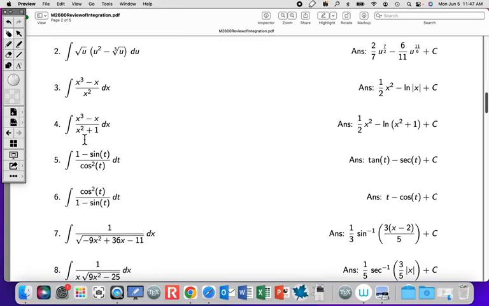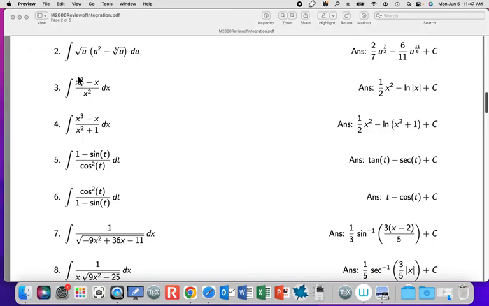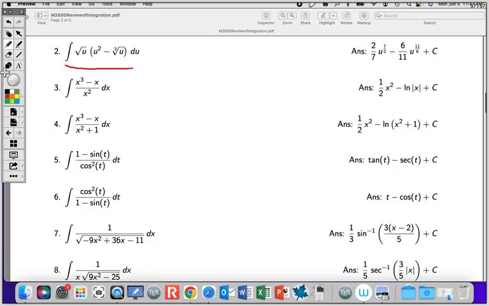All right, let's take a look at number 2. We're integrating a function of u now, the square root of u times the quantity u squared minus cube root u, du.